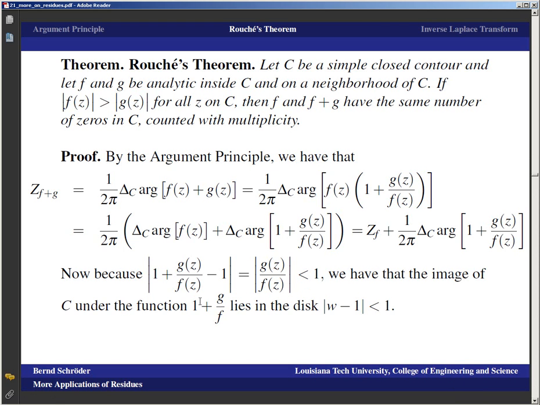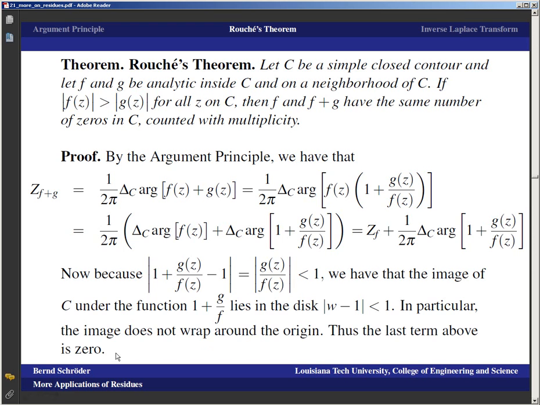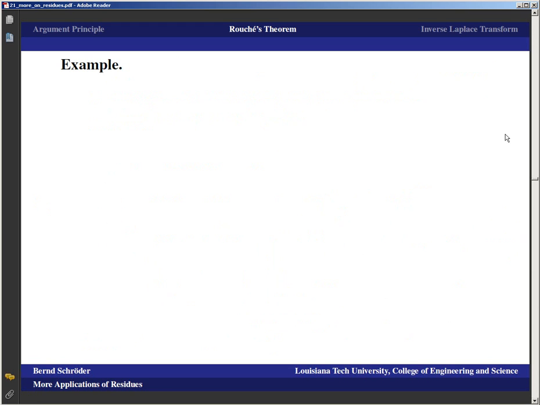The distance of this thing from 1 under the function 1 plus g over f, actually. Yeah, so the image of the curve under the function 1 plus g over f stays in the disk around 1 that has radius 1, and it's the open disk. And so that means, in particular, the image does not wrap around the origin, right? If you stay closer to 1 than 1, you can never go past 0 anywhere. And that means the last term above is 0, so that term here is 0. And that means the number of zeros of f plus g is equal to the number of zeros of f, just as Rouché's theorem claims.